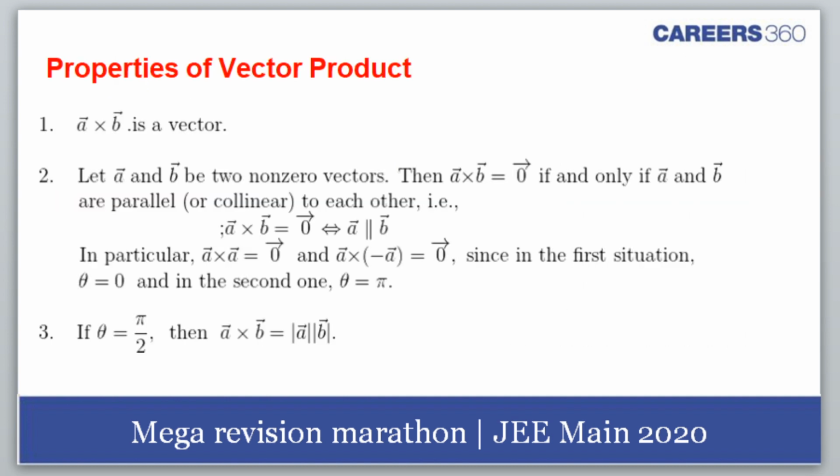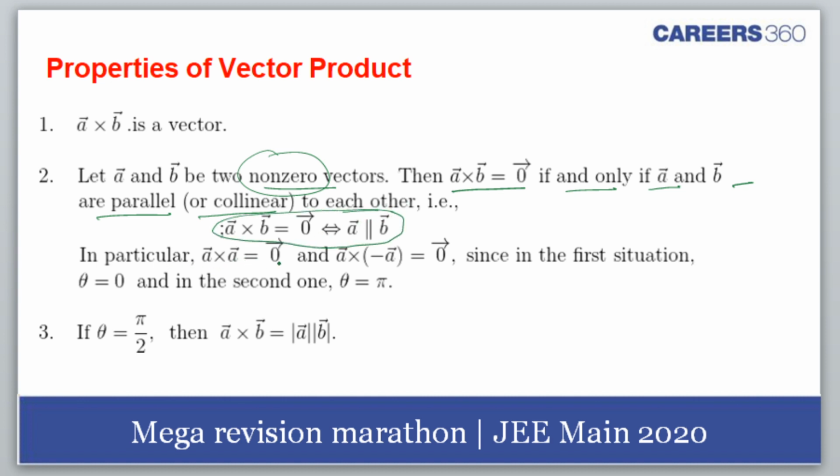Then properties of vector product. So A cross B, as the name goes, vector product, A cross B is a vector in itself, obviously. Then what next do we have? We have A cross B. A and B are two non-zero vectors. Then A cross B is equal to 0 if and only if A and B are parallel. So we have already spoken of non-zero or collinear to each other. That means this is the result.